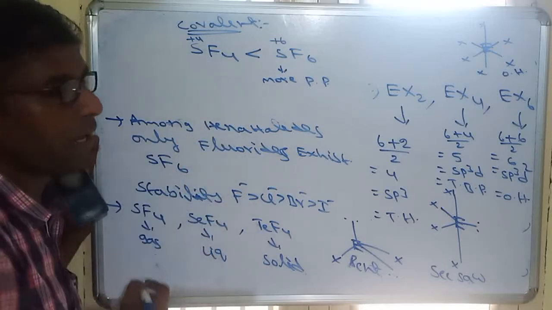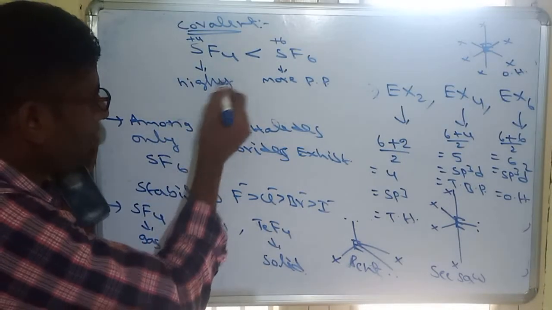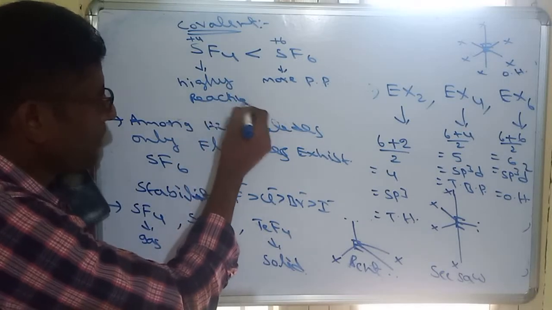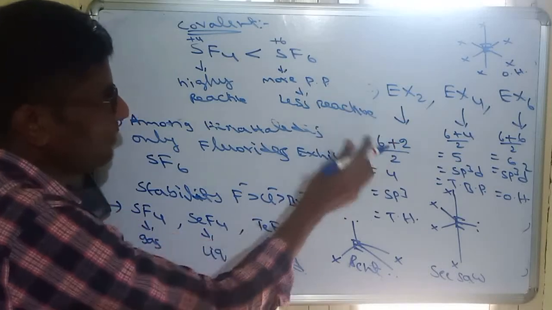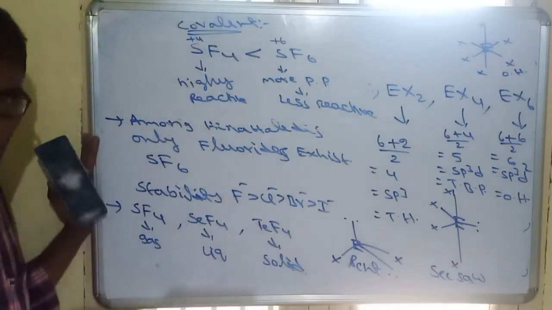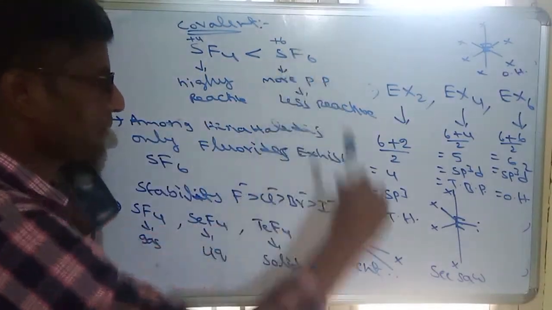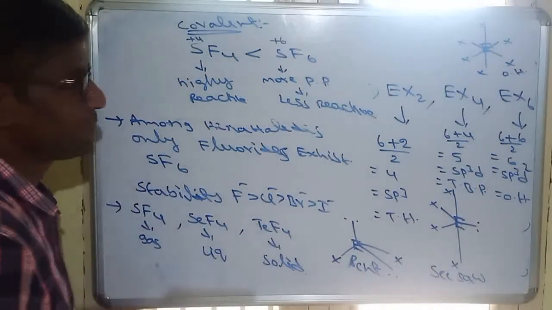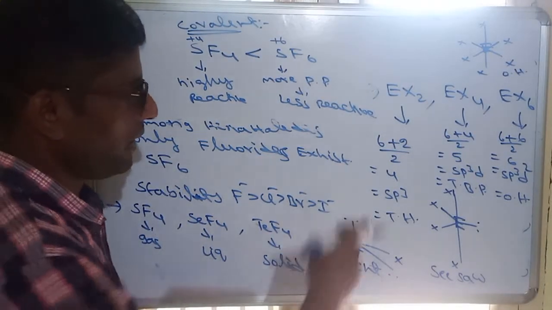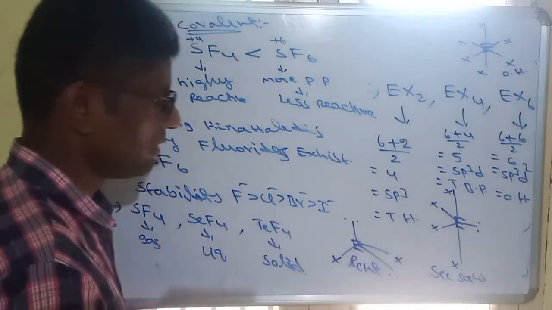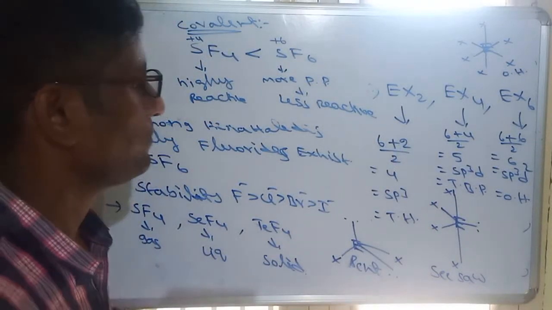So tetrahalides contain some ionic character. Due to that, they are highly reactive, and the other is less reactive. Because this one is less covalent, it will be highly reactive. SF4 is highly reactive, SF6 is less reactive. So this is about halides. Dihalides are also there, but not required. The dihalide shape is bent with sp3 hybridization.